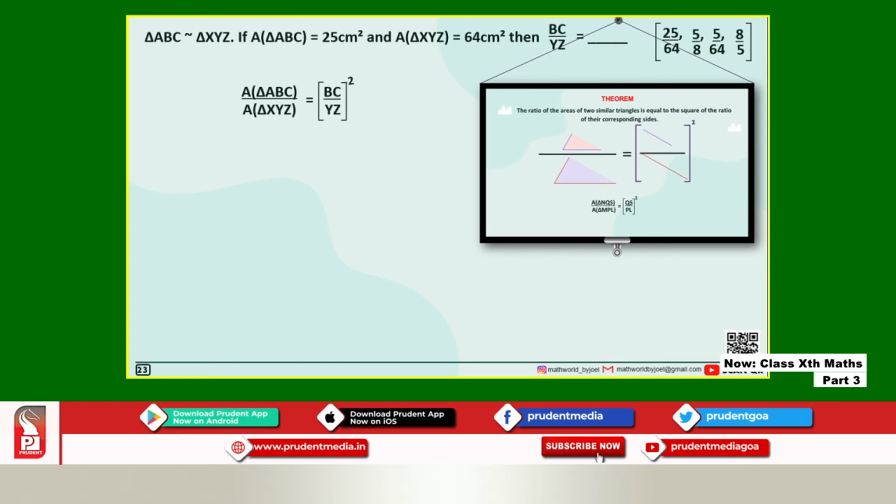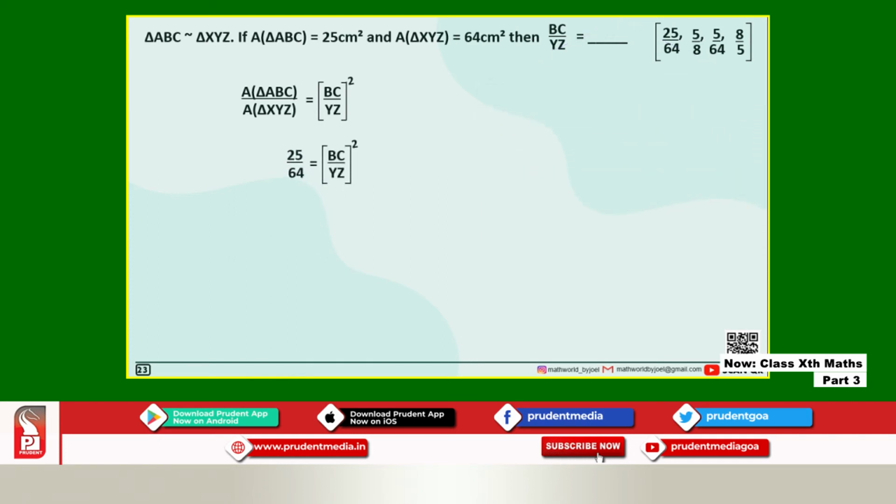So let us substitute the values now. ABC is 25, and XYZ is 64, correct? So that is equal to BC upon YZ. But are we asked BC upon YZ the whole square? No, we just asked BC upon YZ, right? So what we are going to do is take the root on both sides. If I do that, square root of 25 will become 5, square root of 64 will become 8, and the square root and the square will get cancelled, and what I will be left with is BC upon YZ, which is 5 upon 8.